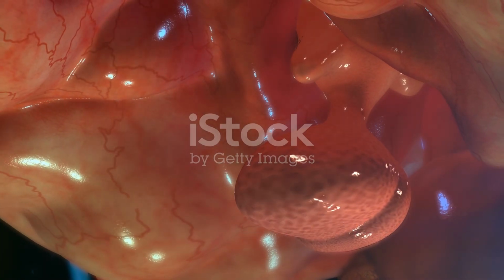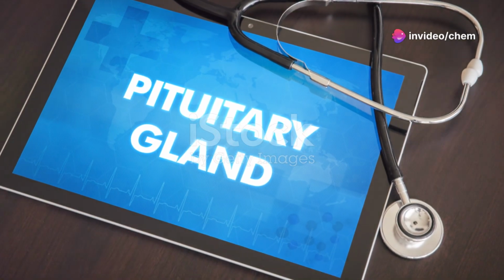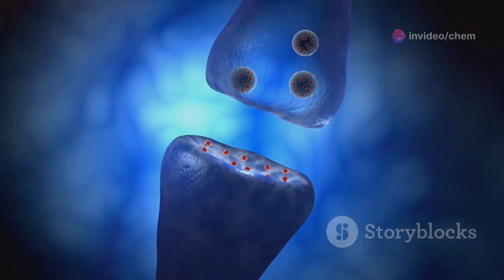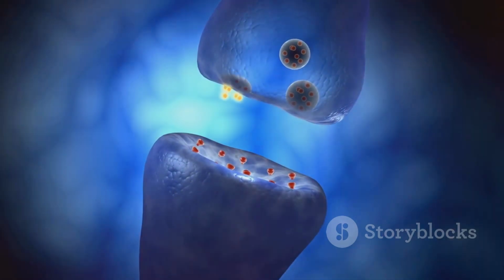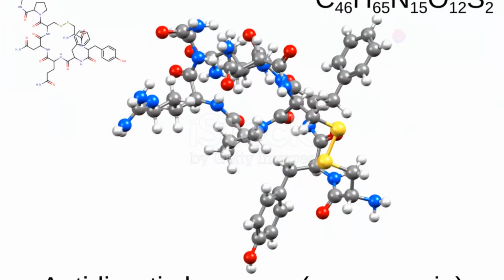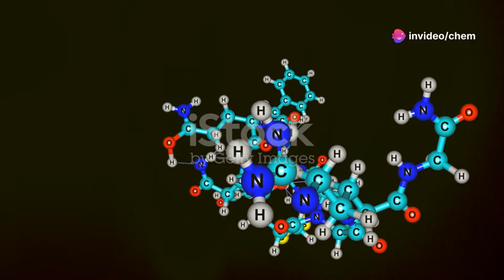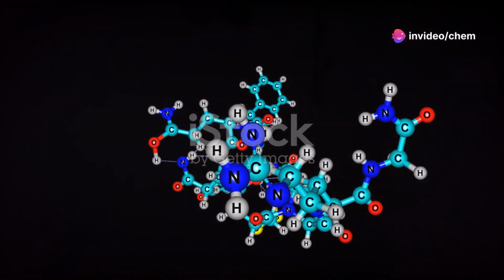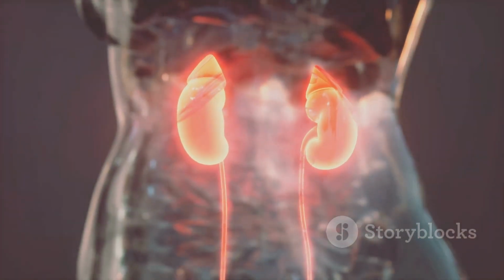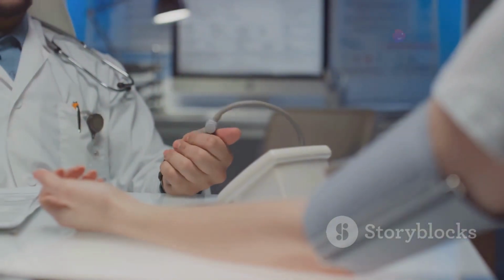The posterior pituitary does not produce hormones but stores and releases hormones that are made in the hypothalamus. These hormones travel down the axons of hypothalamic neurons and are stored in the nerve terminals of the posterior pituitary until needed. Hormones released by the posterior pituitary include antidiuretic hormone, or ADH, also known as vasopressin, which regulates water balance by increasing water reabsorption in the kidneys, reducing urine output, and helping maintain blood pressure.